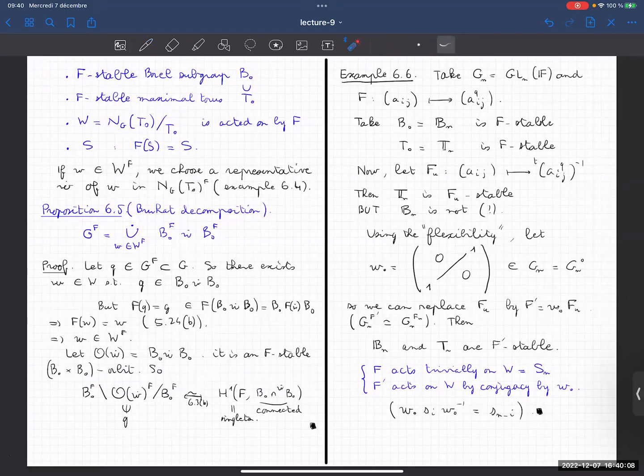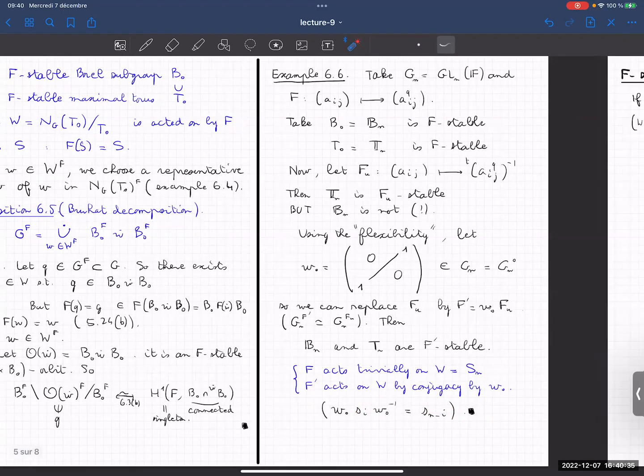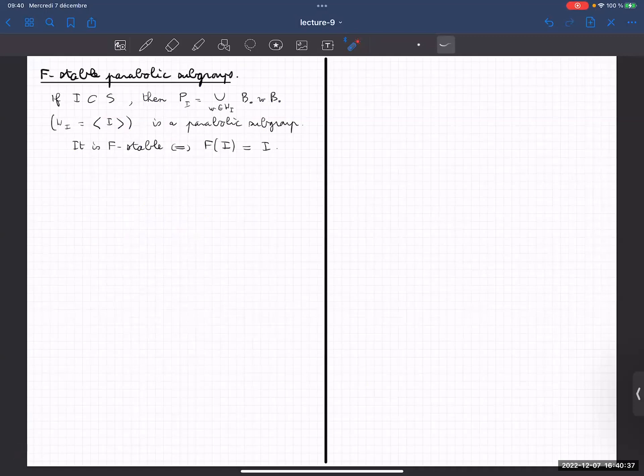if and only if the subset I is stable under the action of F. For instance, in the case of the general linear group, every subset is stable under the action of the Frobenius because the Frobenius acts trivially. However, in the case of the unitary group, this is a non-trivial condition. In particular, it tells you that the subset of S you take is in some sense symmetric for this symmetry that exchanges i and n minus i. Okay. So there are cases where this is an empty condition, but there are cases where it is an important condition.